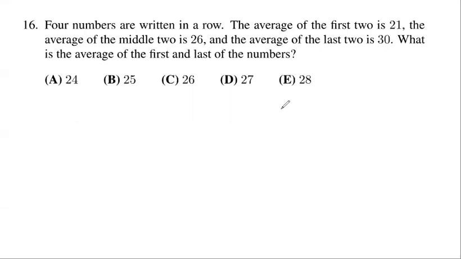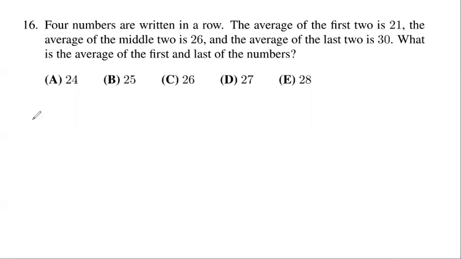Hey everyone, in this video, I'm going to talk about an average problem from AMC 8, okay? This is question 16 on the 2022 AMC 8. We've got four numbers written in a row. The average of the first two is 21. The average of the middle two is 26. The average of the last two is 30. What's the average of the first and the last numbers?